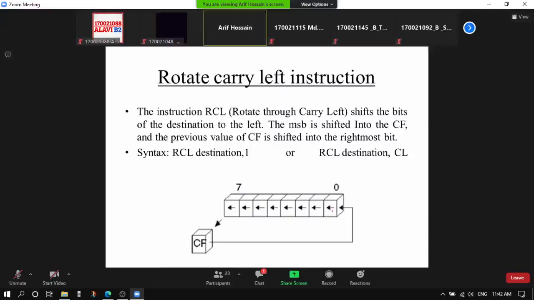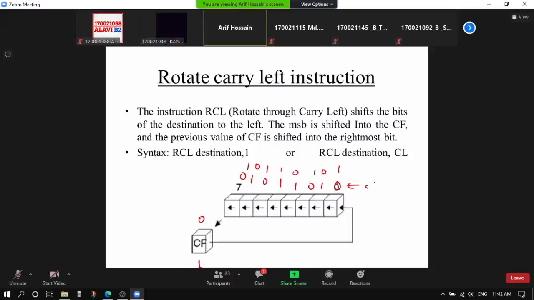So say initially your carry flag was 1, and say this is 0 1 0 1 1 0 1 0, something like this. After rotate carry, this 1 will come over here. So this will become 1, and this 0 will come over here, and all this will be shifted left. So your number will be 1 0 1 1 0 1 0. Did you get the scenario?